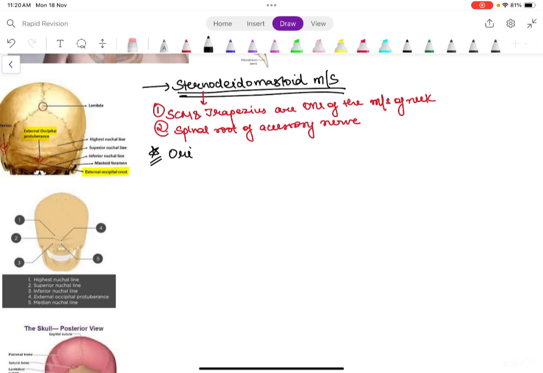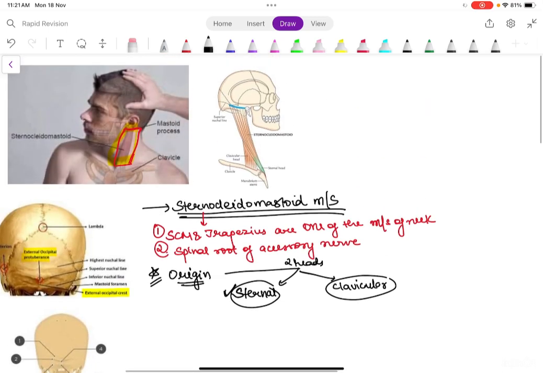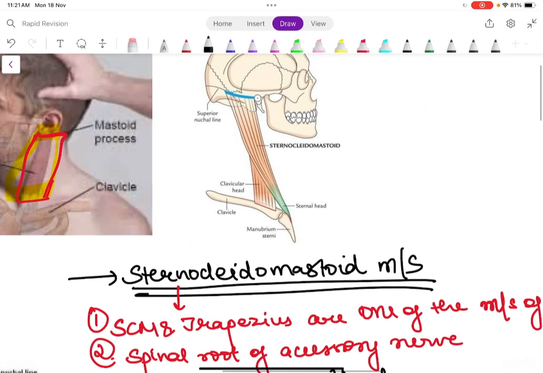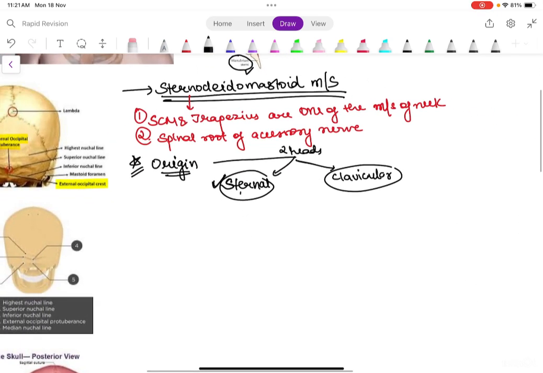Now for the first heading that is always used in anatomy is origin. Now sternocleidomastoid muscle has two origins. All right, first is the sternal and second is the clavicular. It has basically two heads. Now as you know from the name sternal, it means the chest bone, right? So see, this is the manubrium sterni. This is our sternal head. So one head is arising from the manubrium sterni.